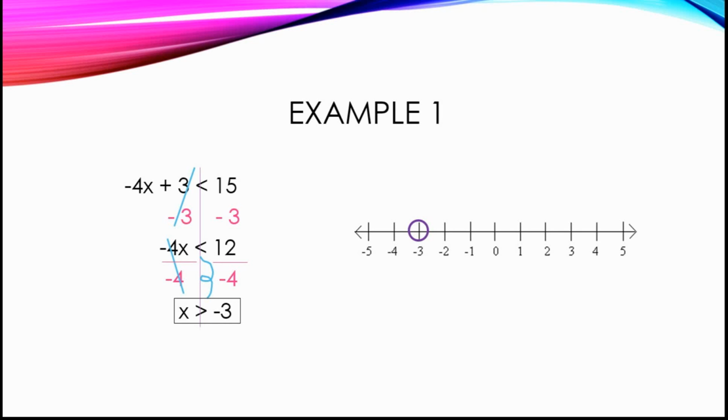So then our last step is just to finish it up by drawing an arrow in the direction that makes it true. So since x is greater than -3, we want to draw the arrow in the direction that shows numbers that are greater, and that would be to the right. So we draw an arrow going to the right. That shows us that all numbers to the right of -3 are included in the solution set for this inequality.